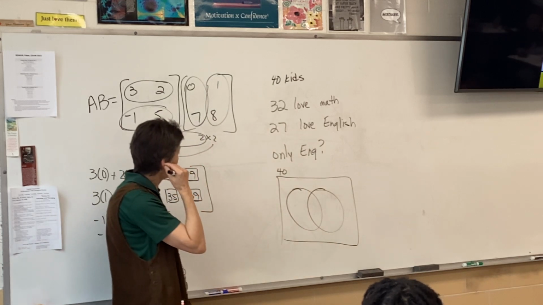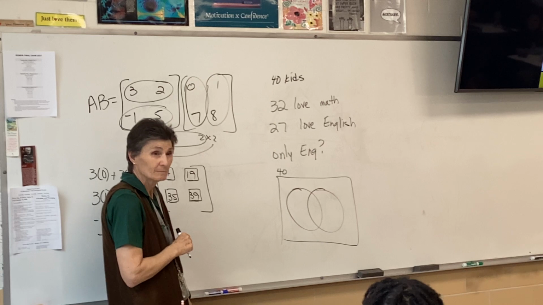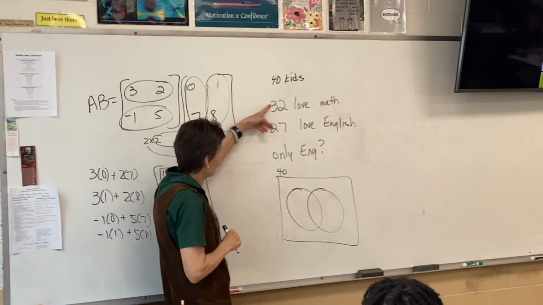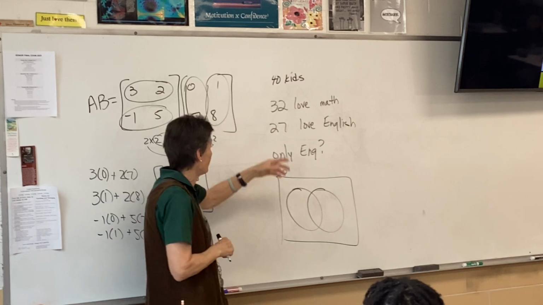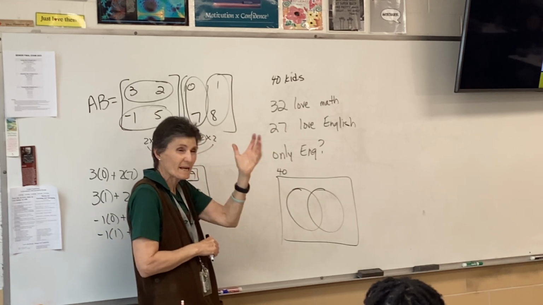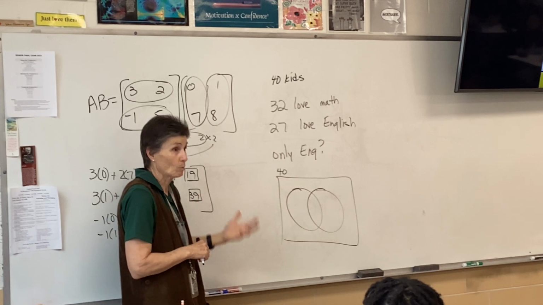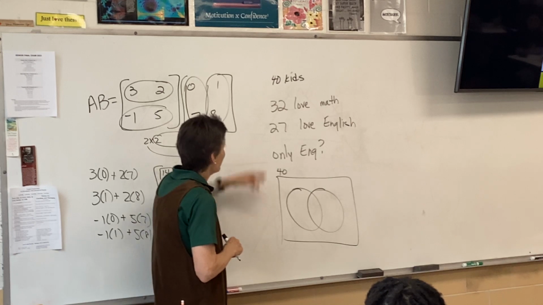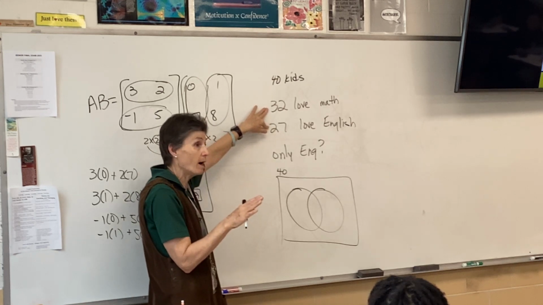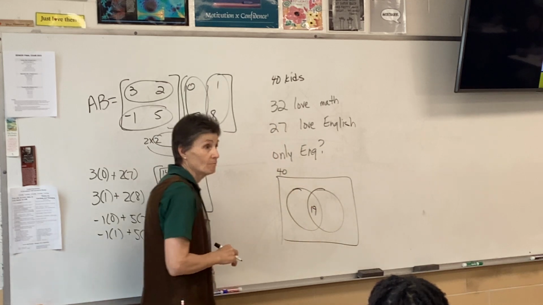All right, let's see here. Could you add them up and then subtract? So the kids are all sitting there, and I said, how many like math? And 32 hands went up, and then 27 hands went up. Well, how many hands is that that went up? Way more than 40. How many more than 40? 60? No, 59. 59 is how many went up, which means 19 more than 40.